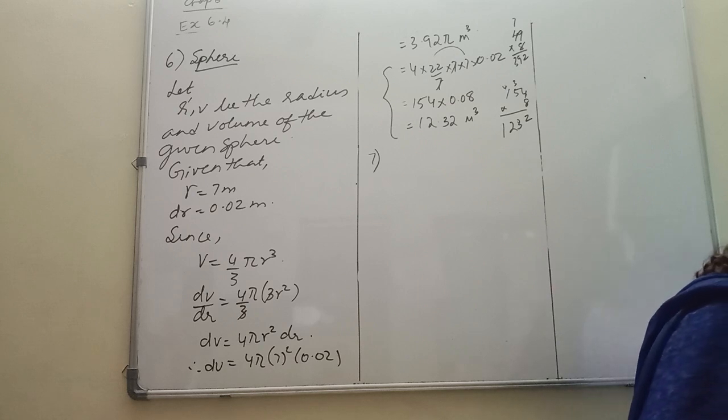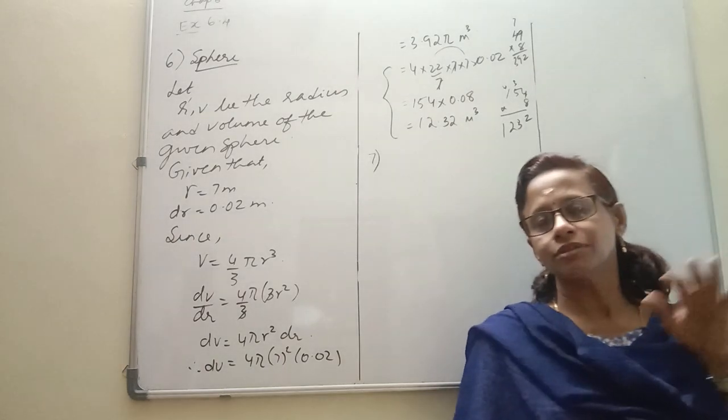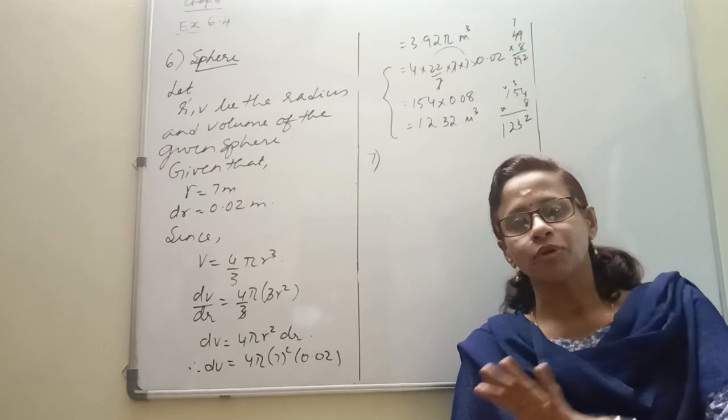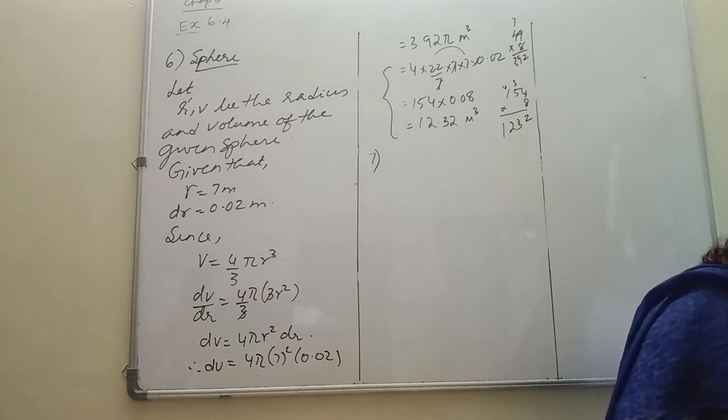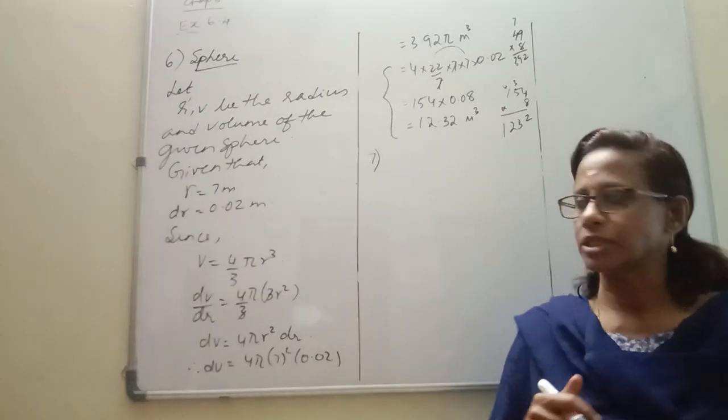Quickly we can take the 7th, it's also like the 6th one. If the radius of the sphere is measured as 9 meters with an error of 0.03 meters, then find the approximate error in the calculation of the surface area. Just like before, you have one problem on volume and one on surface area. So same things are given here. Let's make a note of it, 9 meters and 0.03 meters.